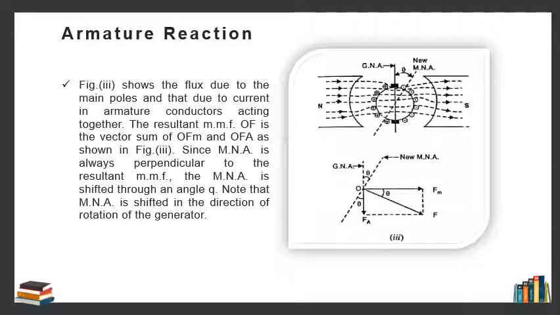Figure 3 shows the flux due to the main pole and that due to current in the armature conductors acting together. The resultant MMF OF is the vector sum of OFM and OFA, as shown in figure 3. Since MNA is always perpendicular to the resultant MMF, the MNA is shifted through an angle Q. Note that MNA is shifted in the direction of rotation of the generator. You can see the diagram.